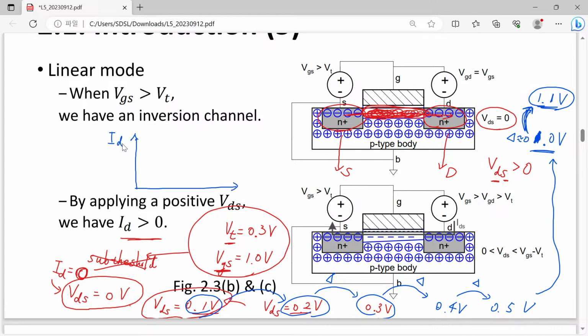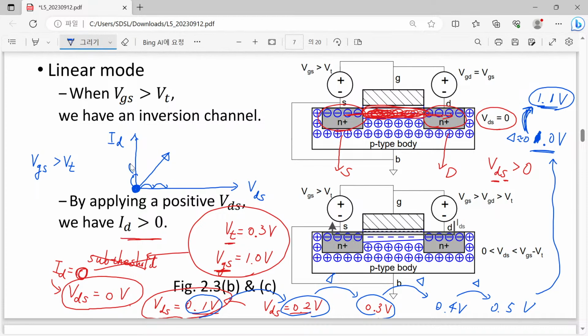The y-axis is drain current and the x-axis is drain voltage, and let's say that our gate voltage is already quite higher than our threshold voltage. Then what we can expect is when drain voltage is 0, drain current is 0. Good. And when we apply higher and higher drain voltage, then you will have more current. That is quite obvious, increasing and increasing.